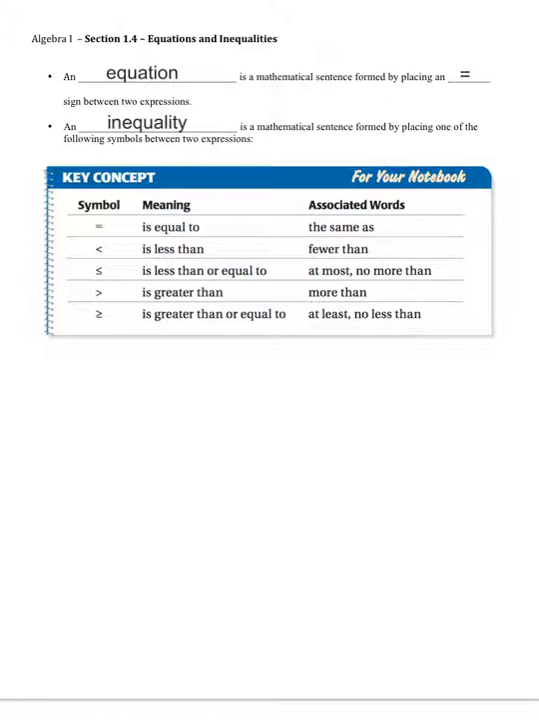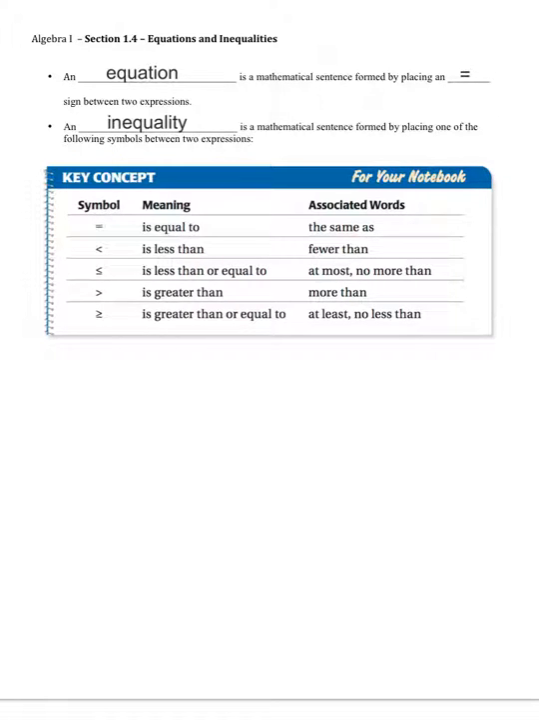If you notice in the last two sections, none of the problems had equal signs in them. That's the difference between an equation and an expression. An expression does not have an equal sign, an equation does. An inequality has one of these symbols. The first symbol you'll see is, of course, the equal sign. Anytime you hear the same as, or even just the word is, if is by itself, that would mean an equal sign.